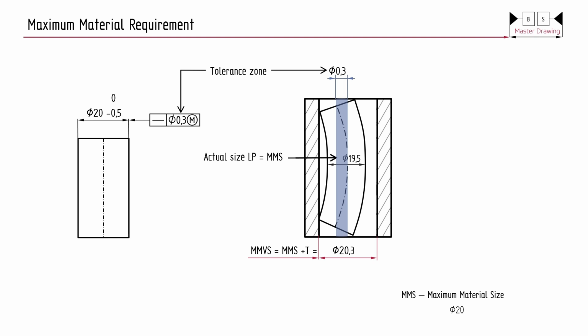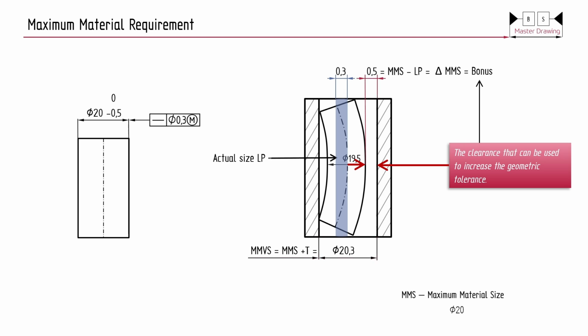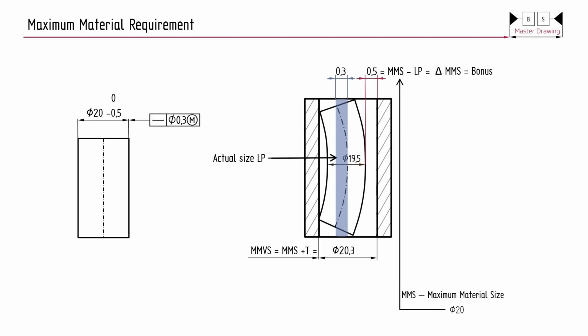The condition changes when the actual size of the shaft is smaller than the maximum material size. In this case, the shaft will be easier to assemble because a clearance appears between it and the gauge surface, and the smaller the shaft diameter, the greater this clearance will be. This additional space can be used to increase the permissible geometric deviation. The difference between the maximum material size and the actual size is therefore the bonus, an additional value that increases the size of the straightness tolerance zone.